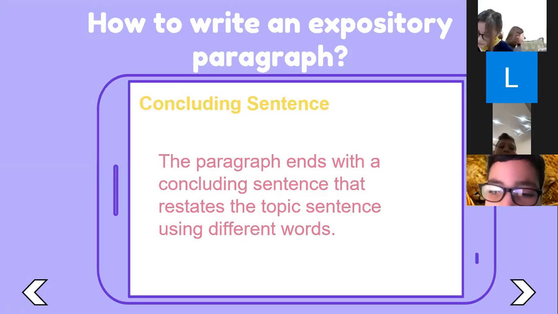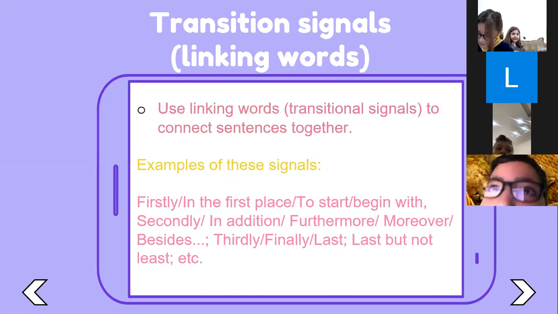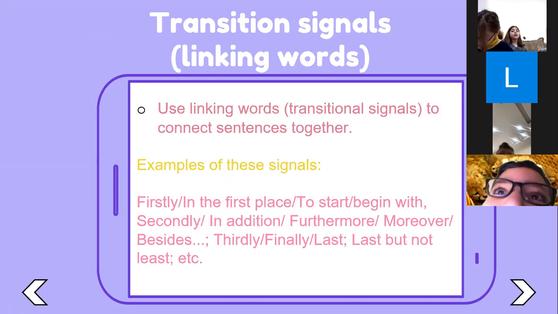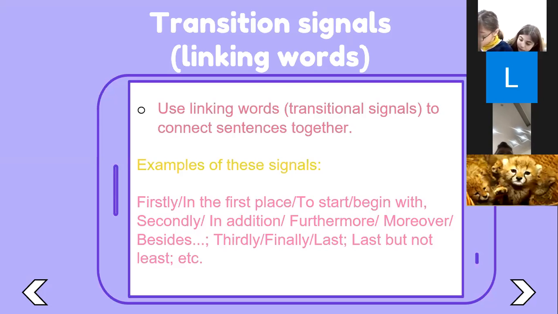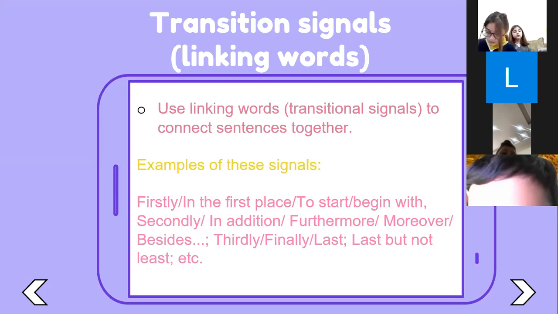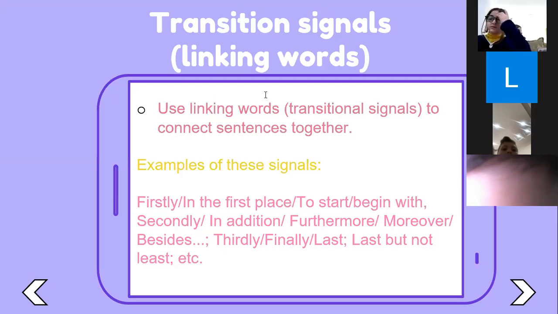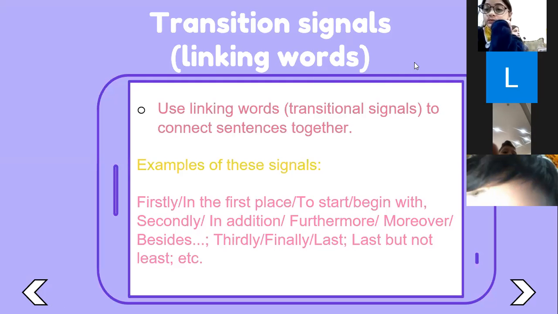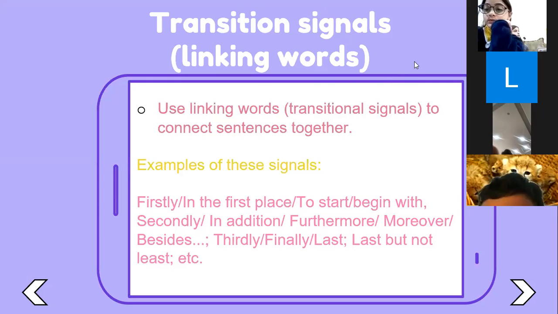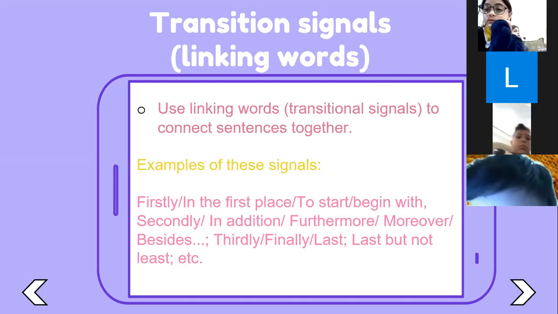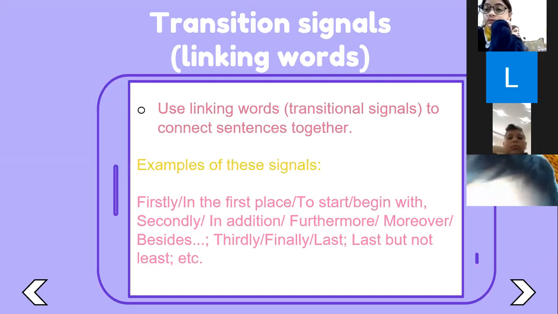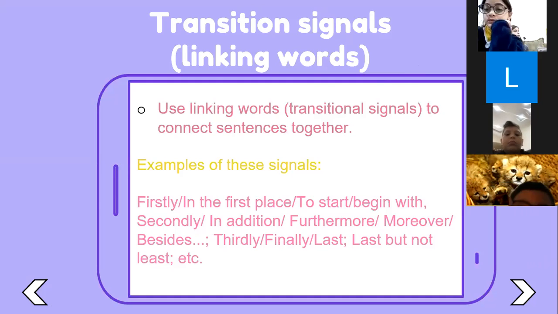Okay? There is something very important you have to know while writing any paragraph. You have to use linking words or transition signals. Why? We use linking words to connect sentences together. When you connect sentences together, it is easier for the reader to understand. So linking words are very important, because they connect the sentences together.